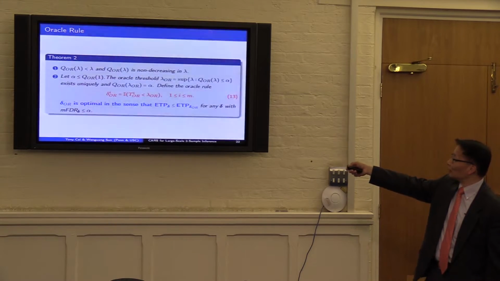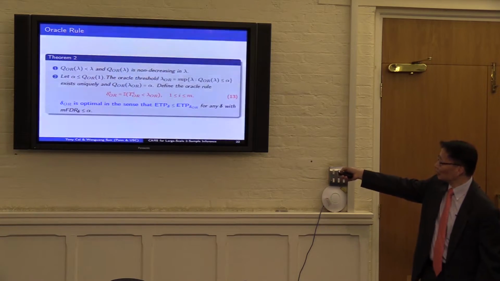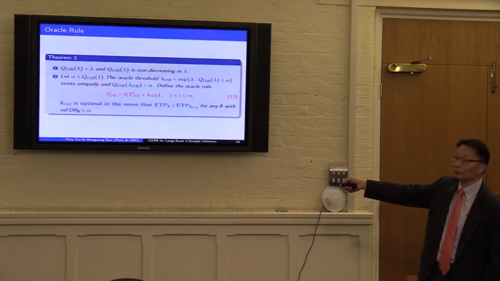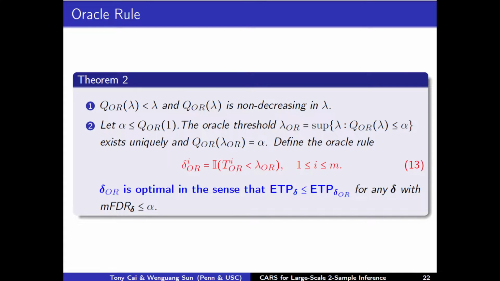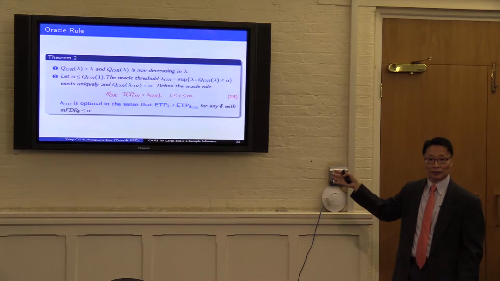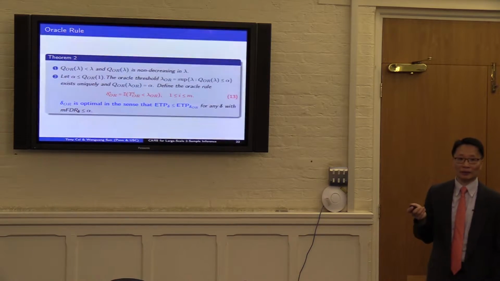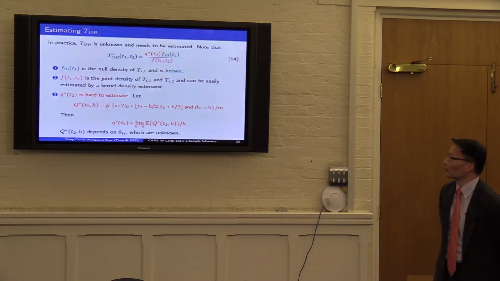Also, if we define this oracle threshold, the corresponding testing procedure with this oracle threshold is optimal, in the sense that among all procedures that control the marginal FDR, this procedure has the largest number of true positives. It's the best. But of course, it's not practical. It depends on so many unknown quantities.